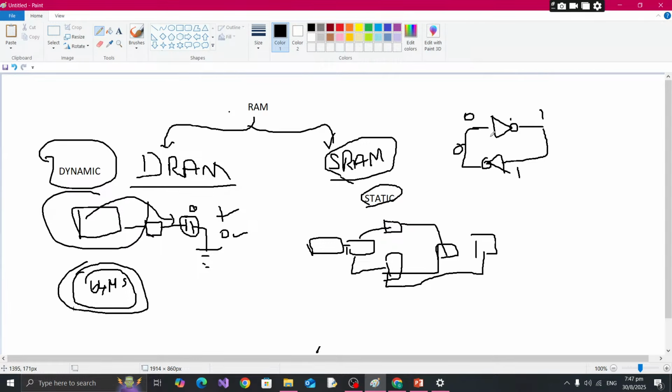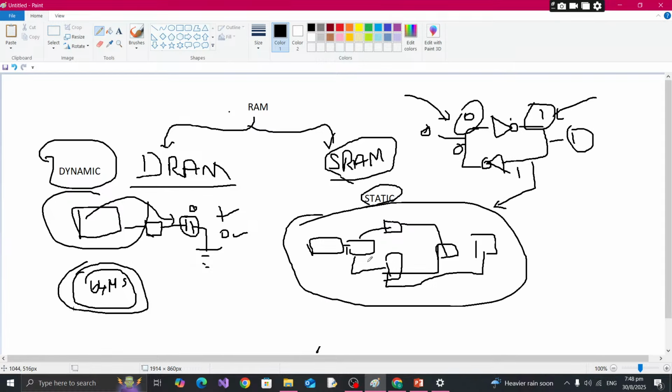Correct? So this will be in a loop, and if we read here, it will give 1, and if we read here, it will give 0. So by giving feedback to another NOT gate, we are storing data, either 1 or 0. If we go from this side we get 1, and from this side we get 0, and we can store data like this. Likewise, they use these 6 transistors in a loop to store the data.